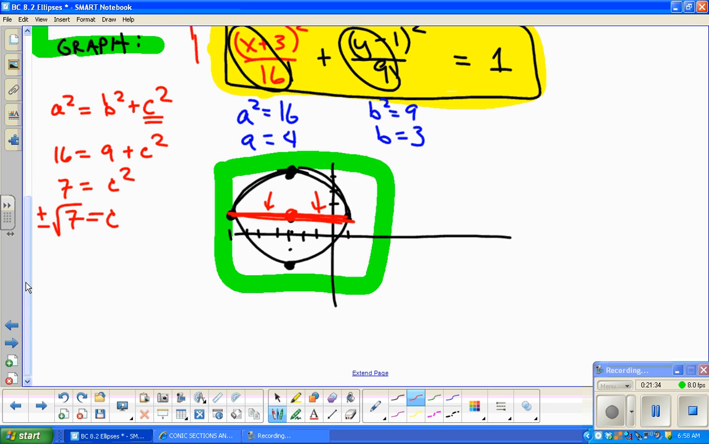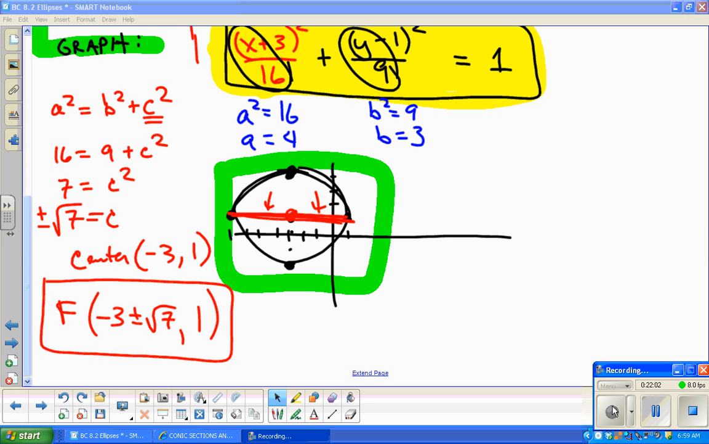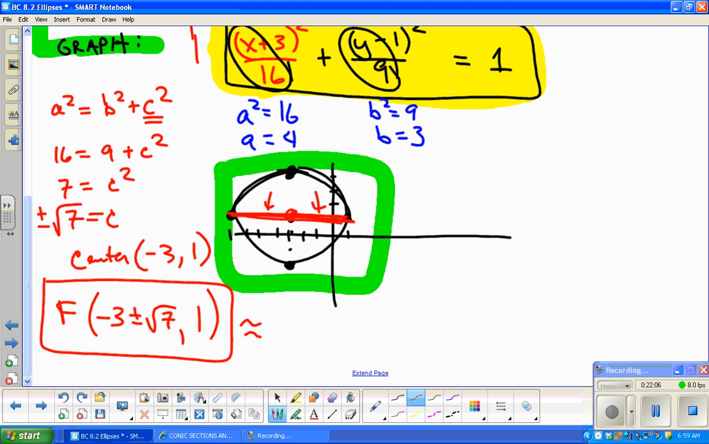So it's moving left and right. Now the center, if you recall, was at -3, 1. So that means the foci will move from the center, left and right. And that's it. I know that feels a little weird seeing the square root in there. It doesn't feel very concrete. So let me do a little bit of typing, and then we can actually locate where those are on the graph so you can get a better feel for it.